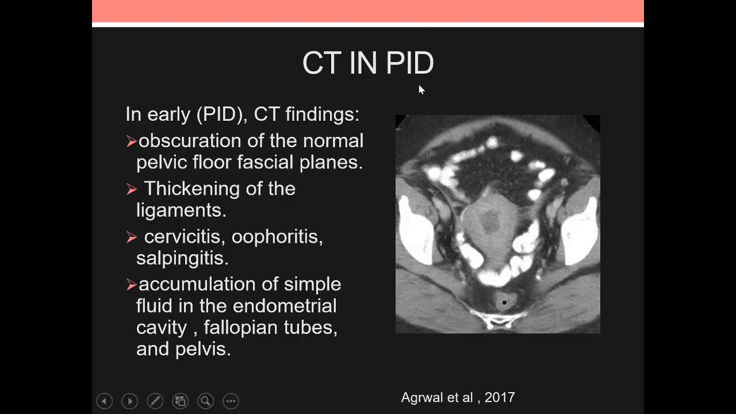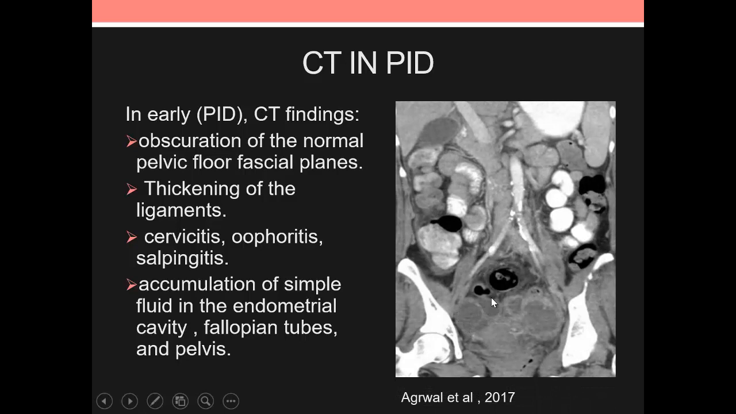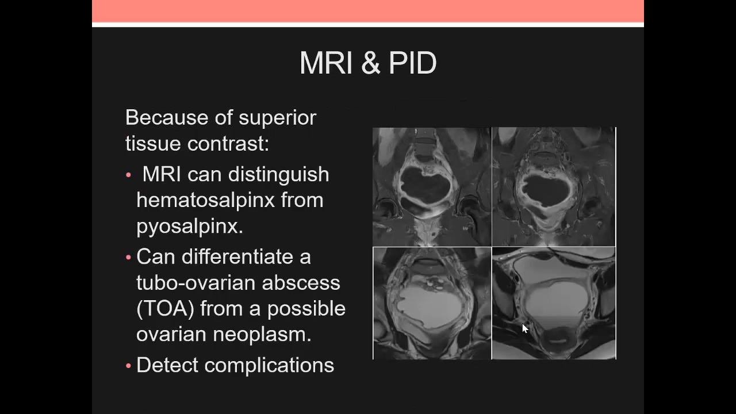Here, there is a role of CT in pelvic inflammatory disease. In early PID, CT findings can show obscuration of the normal pelvic floor fascial planes, thickening of the ligaments, cervicitis, oophoritis and salpingitis. We can see also accumulation of simple fluid in the endometrial cavity, a collection or sign of endometritis. We can see also the fallopian tube: a dilated serpiginous fallopian tube with ill-defined fat planes and a thickened wall, seen with the tubo-ovarian complex or tubo-ovarian abscess.